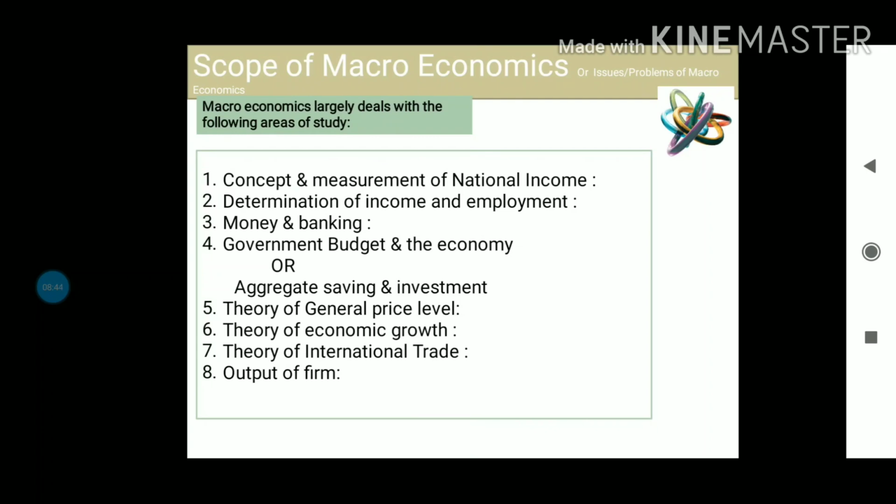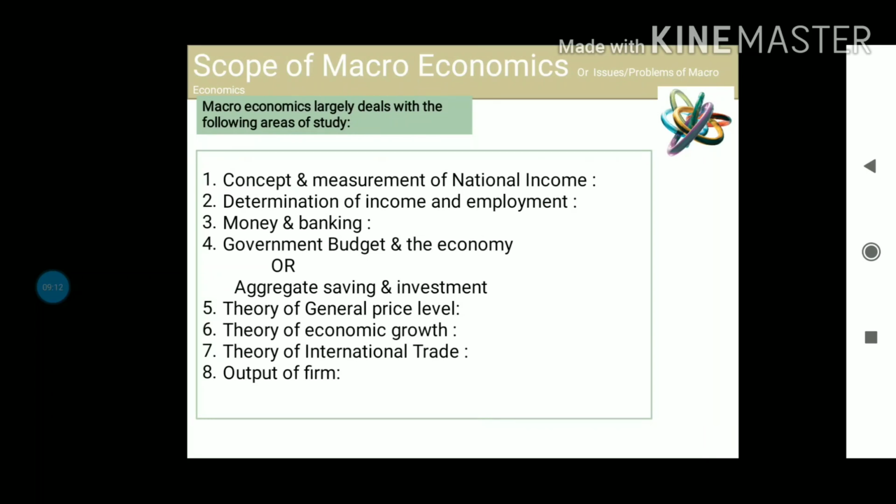So basically these are the contents involved in your macroeconomics book. This is what you have to study throughout the year. So that is the scope of macroeconomics. Then government budget and the economy, aggregate saving and investment. So budgetary policy: what is the government budget? The annual financial statement which shows the receipts and expenditure of the government.